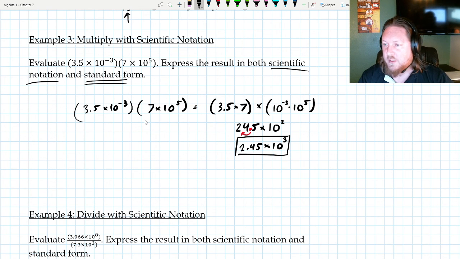In standard notation, all right, the 245, and the first two places for the exponent are taken up with the 4 and the 5, so I just need one more extra one there, and I get 2,450.